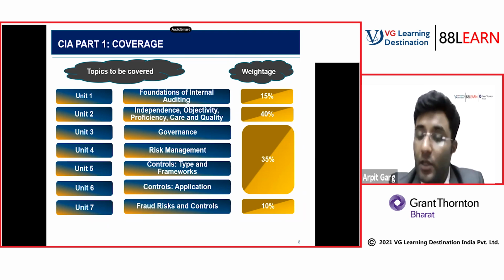I have quickly given the weightage also. If you see unit 1, unit 2, and unit 7, only these 3 units contribute to 65% of the CIA part 1 program. This is again something I have covered already in the introductory sessions, but I will reiterate because this is very, very important. Unit 1, unit 2, unit 7 alone contribute 65% of the CIA part 1 program.